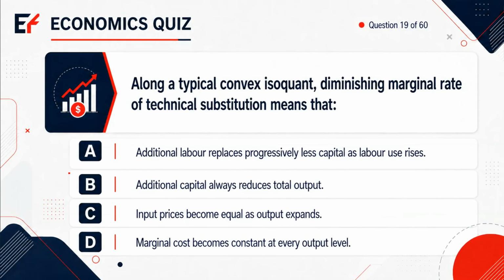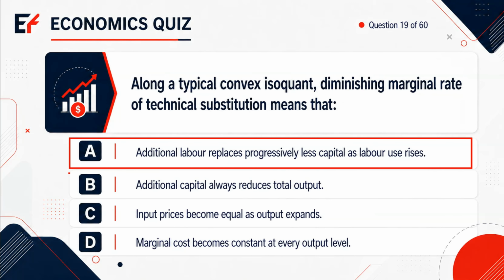Question 19. Along a typical convex isoquant, diminishing marginal rate of technical substitution means that A. Additional labor replaces progressively less capital as labor use rises. B. Additional capital always reduces total output. C. Input prices become equal as output expands. D. Marginal cost becomes constant at every output level. The correct answer is A.